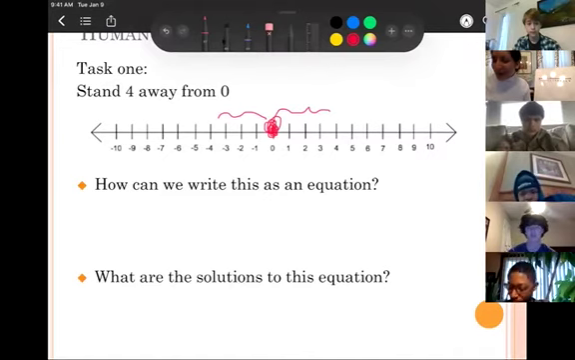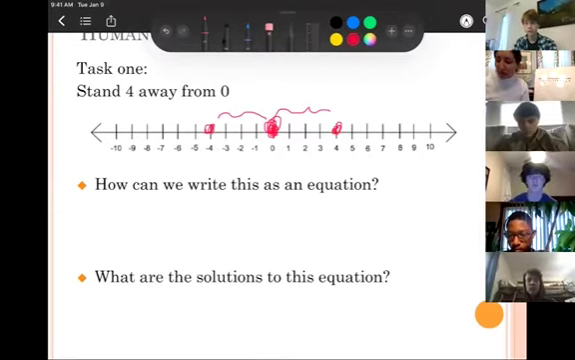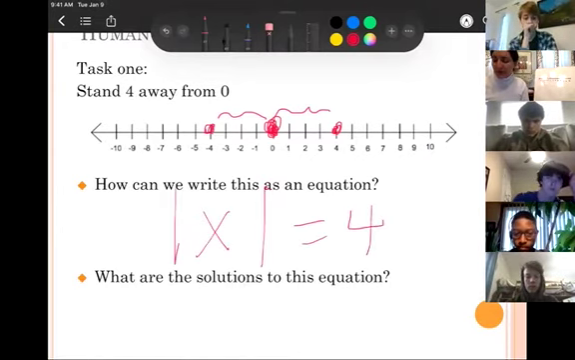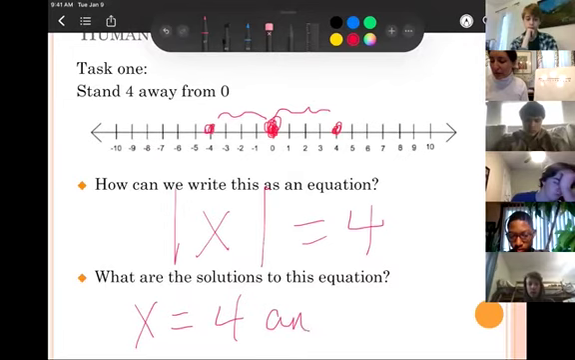Okay, so we're at 4 and we're at -4. Are we all on board with that? That there's two possible distances, right? You want to go 4 away from 0, you could be at 4, you could be at -4. So if the question is, what is 4 away from 0, we could write that as an absolute value equation. This is saying, what number is 4 away from 0? And our solutions would be x equals 4 and x equals -4.